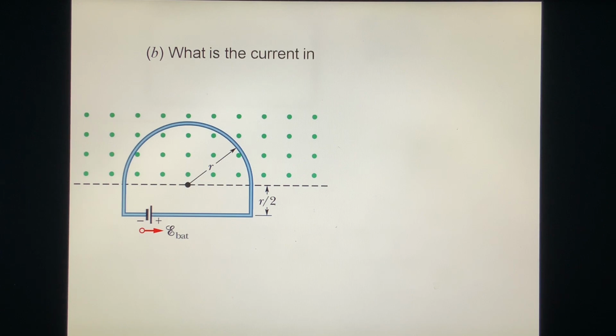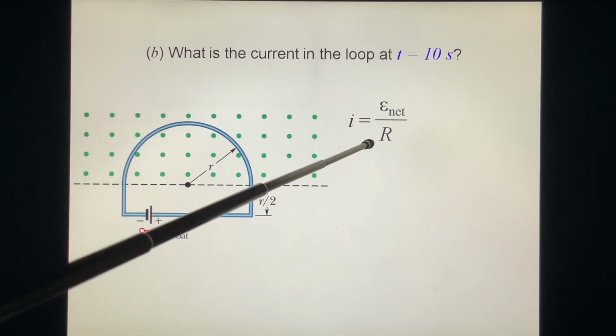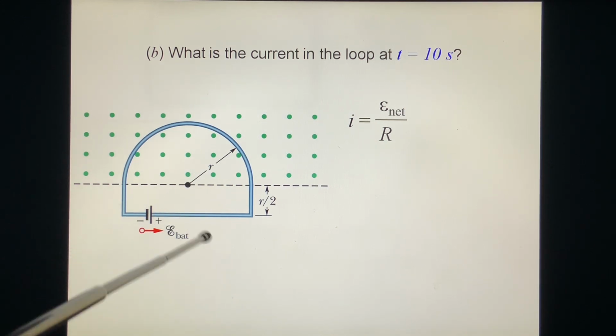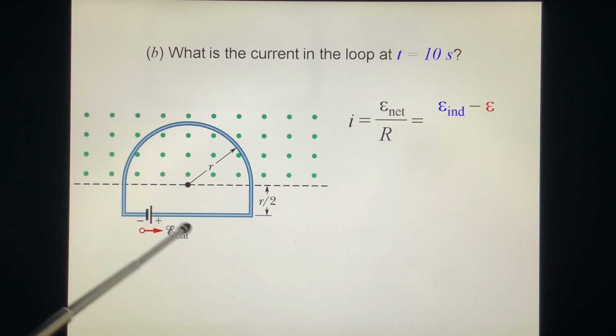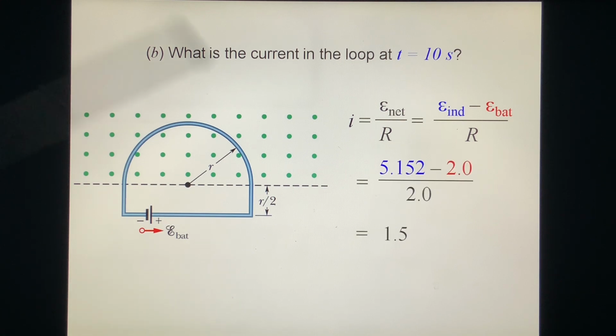Question B. What is the current in the loop at 10 seconds? This is I equals net epsilon over R. Remember, we have connected an actual battery with electromotive force, and this is its direction. The induced direction is clockwise, so we look at the clockwise direction. The net is E induced minus E battery. This direction is clockwise.